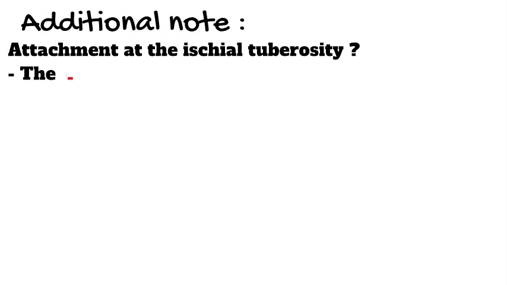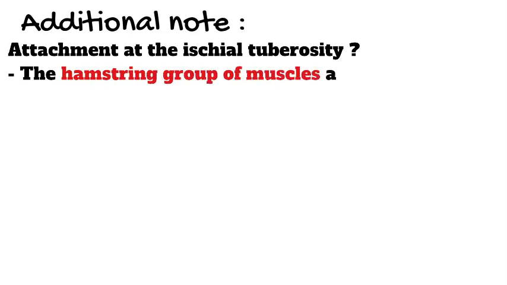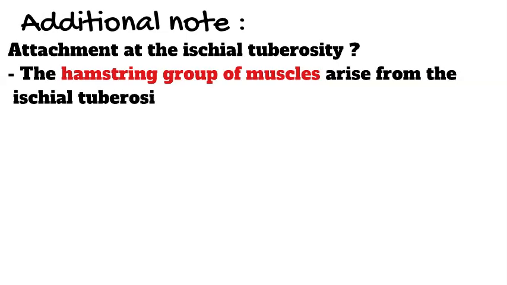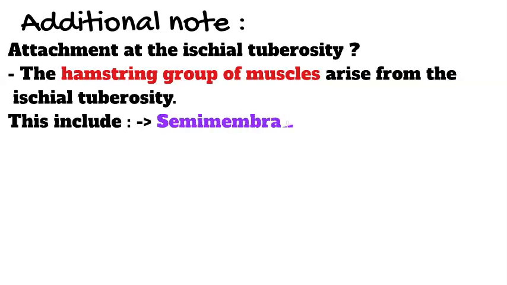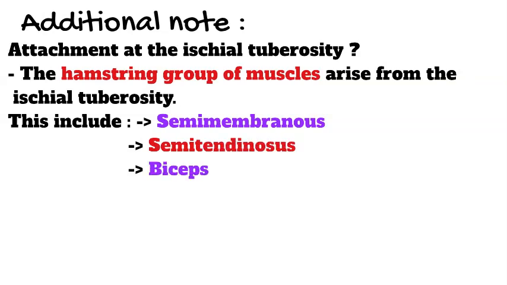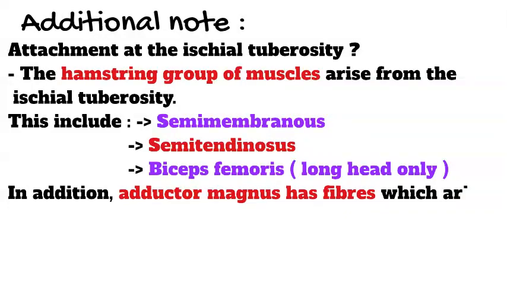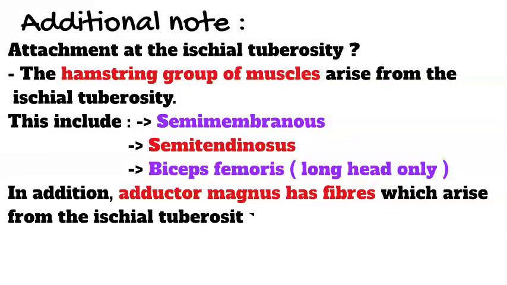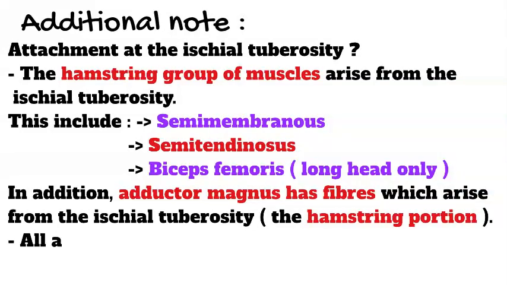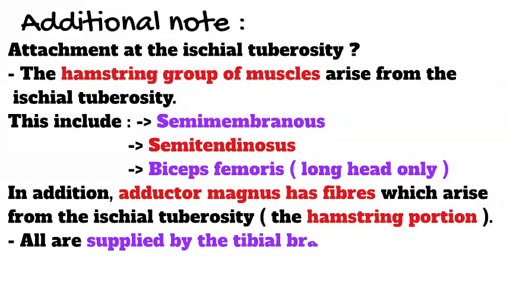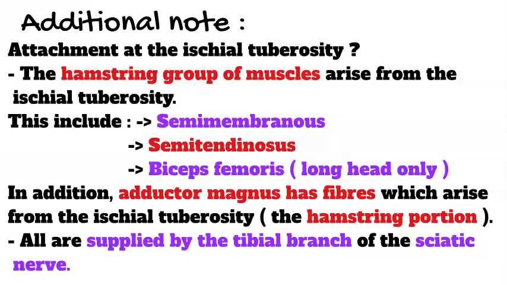Additional notes. What are the attachments at the ischial tuberosity? The hamstring group of muscles arise from the ischial tuberosity. These include semimembranosus, semitendinosus, and biceps femoris, but remember only the long head. In addition, adductor magnus has fibers which arise from the ischial tuberosity, the hamstring portion. All are supplied by the tibial branch of the sciatic nerve.